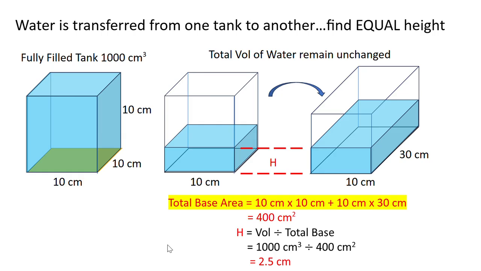I have a video that explains this in another format, talking about how you distribute money across two classes of students. I will share with you later which video to watch. That will give you a very layman explanation in case you cannot visualize. So I repeat, take the volume, divide by the total base, and you get the common height.